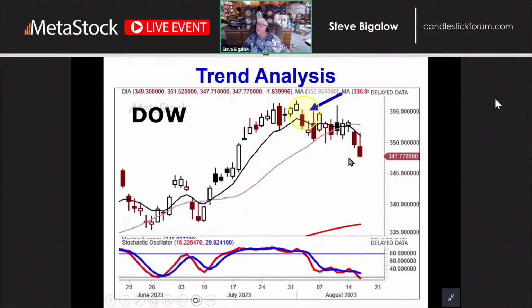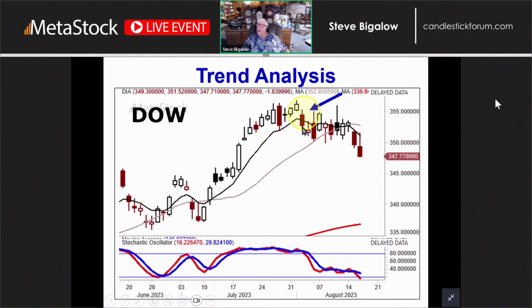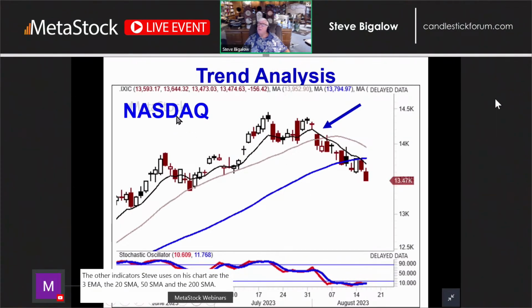So here's the Dow right now. Look at our bearish kicker signal and a close below the T-line in the overbought area. I have learned through the years that no matter how much I hoped some of my bullish positions would stay bullish, as soon as I saw that bearish signal, I knew the investor sentiment had changed. It was time to start scanning for short positions. Same scenario here on the NASDAQ.